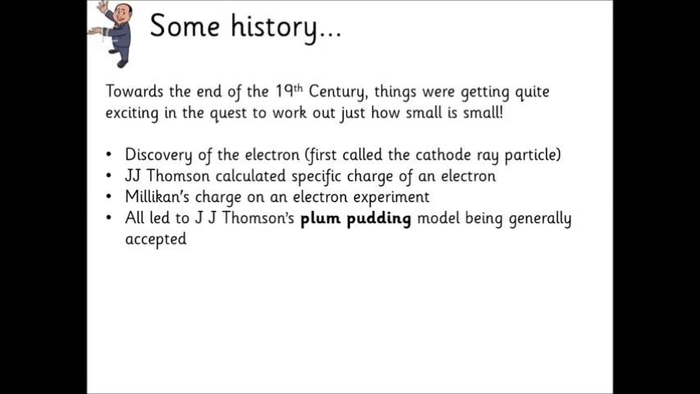And all of this led to J.J. Thomson's plum pudding model being generally accepted. Now, Thomson's plum pudding model was, in principle, that matter is made of a positive material, and interspersed through this, because they knew about the electrons, they assumed that the electrons were just embedded in this material generally throughout, meaning that the whole material should be overall electrically neutral.